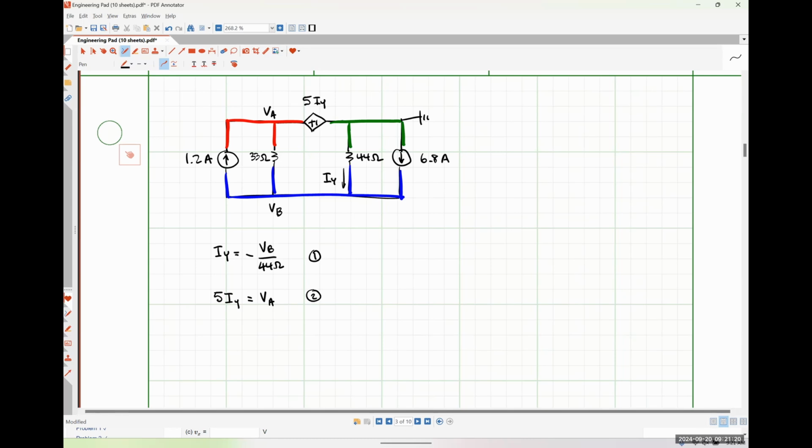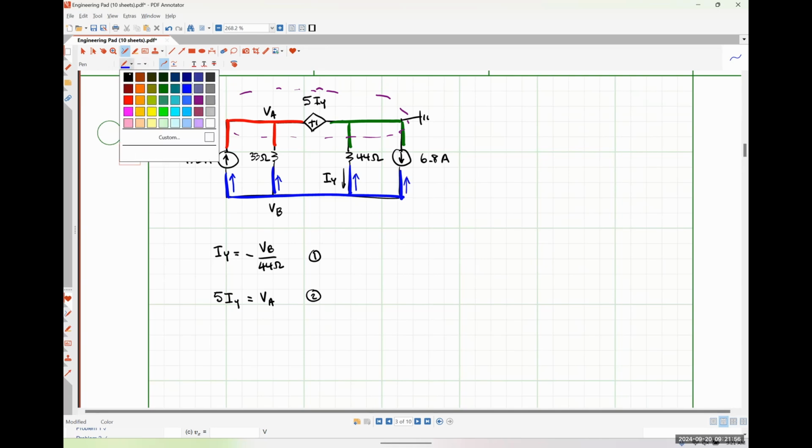Because our supernode, just to be clear, this is our supernode, contains our ground, we do not need to write a Kirchhoff's current law equation for our supernode. So we get to skip step number 6, I think it is, and go straight to step number 7, where we are simply applying Kirchhoff's current law at any remaining non-reference nodes, which is just node B. So we're going to be adding this current plus this current plus this current plus this current together.